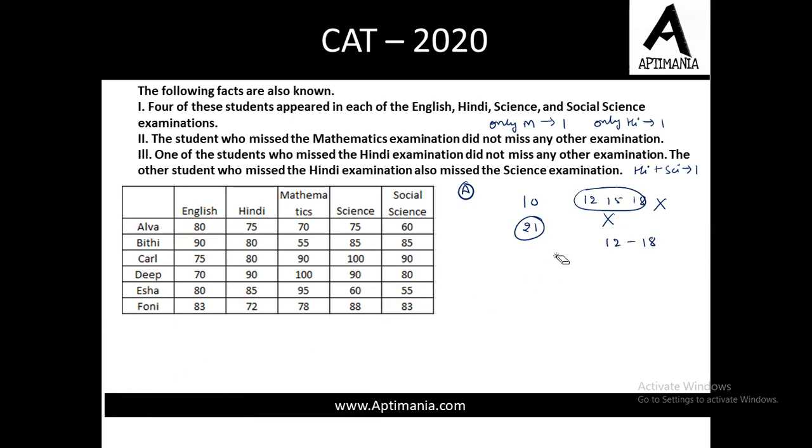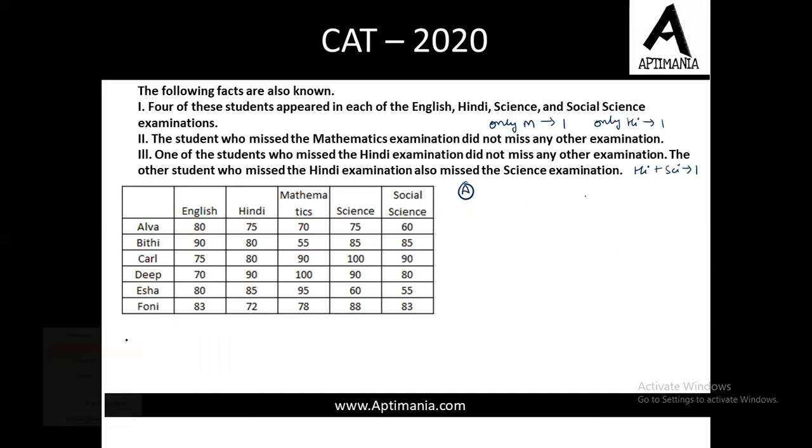So let me remove this first. Okay. Now let us try to check for mathematics. Who is the student who did not appear in only the maths exam? So let us check for A. So A scored 70 marks in maths. Fine. So this is the case of only one subject missing. Fine. So the marks in maths would be awarded by taking the best 3 scores.